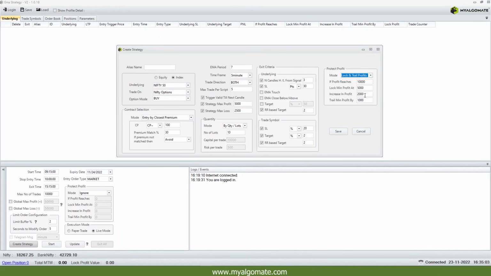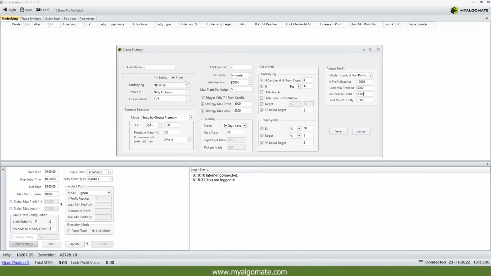If you enable lock and trail, then when MTM reaches 10,000 for the first time it will lock minimum profit at 5,000, and after that with every increase of 2,000 it will trail the minimum profit by 1,000. So when MTM reaches 12,000 it will lock minimum profit at 6,000. When it reaches 14,000 it will lock minimum profit at 7,000. So like this you can do the settings for each and every instrument that you are adding.